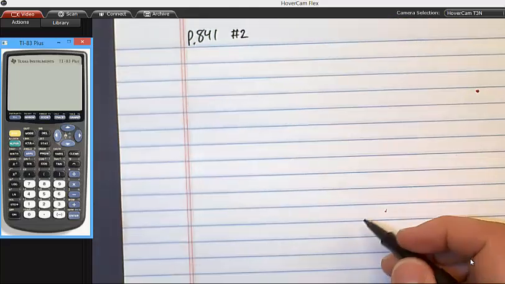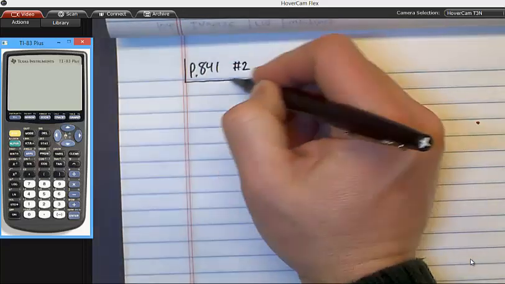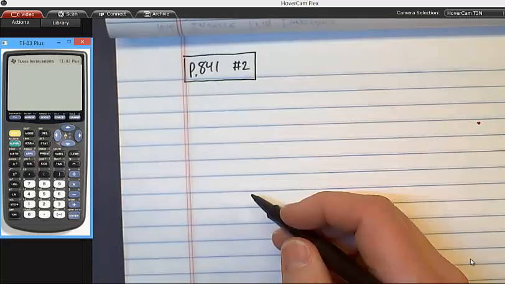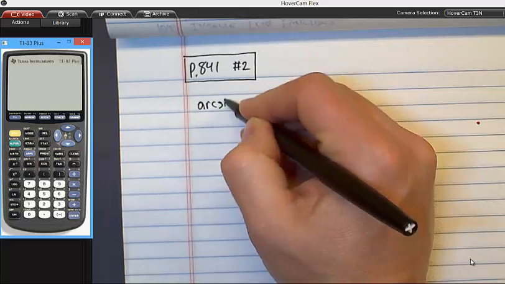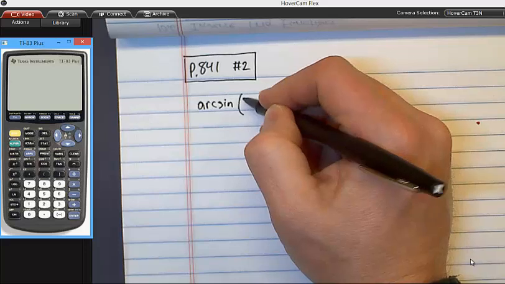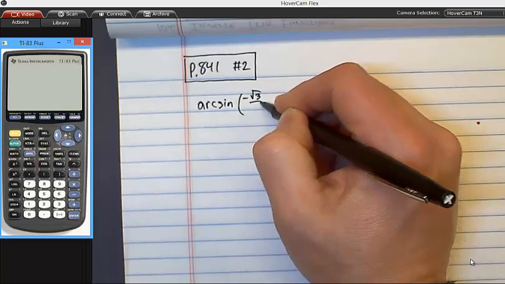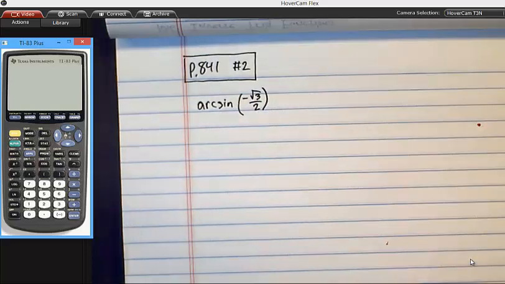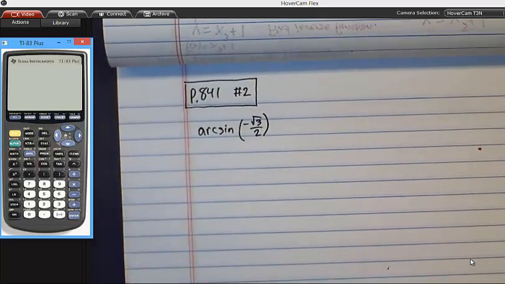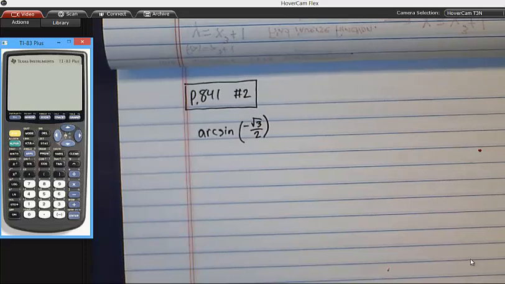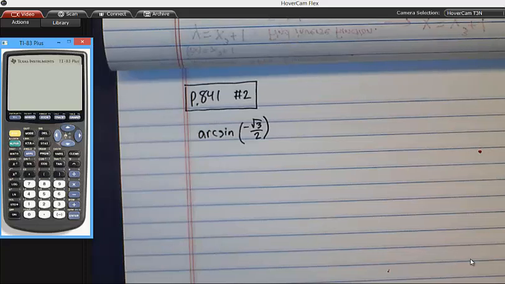Well, what do we have? We have the arc sine of negative square root of 3 over 2. Now, I know you guys could do what I did with the calculator, and it'll spit out a decimal. But you notice that the directions say find the exact value. It'll be more fruitful for you if, instead of using the calculator, you go through the following approach.